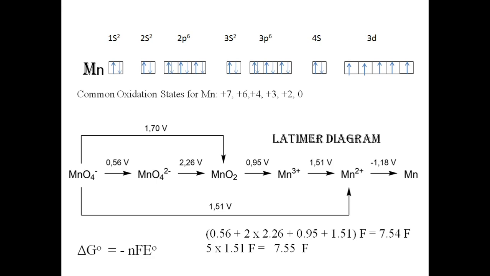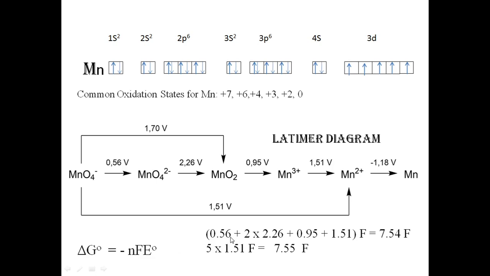Okay, and if you go by breaking the path, like Mn plus 7 to Mn plus 6, then Mn plus 4, then Mn plus 3, this way you cannot match by just summing up the E0 values, because delta G, the free energy, is a state function. So delta G will have a fixed value whichever path you follow, and delta G0 equals minus nFE0.